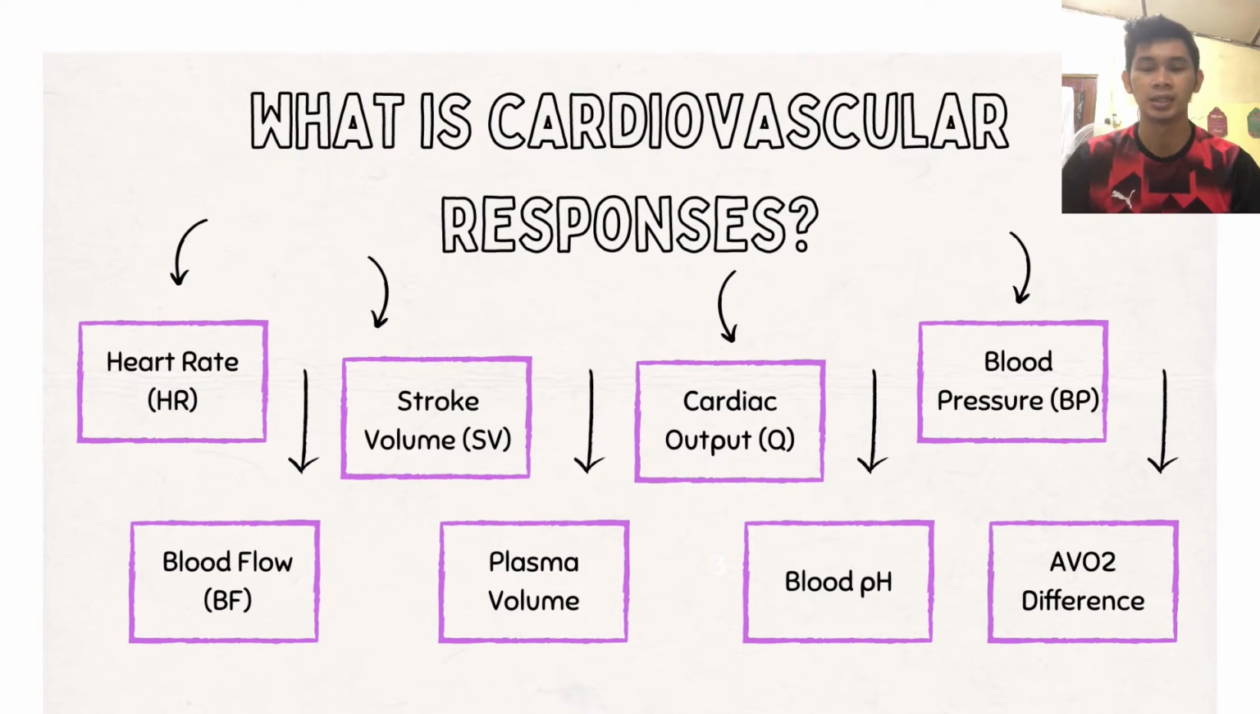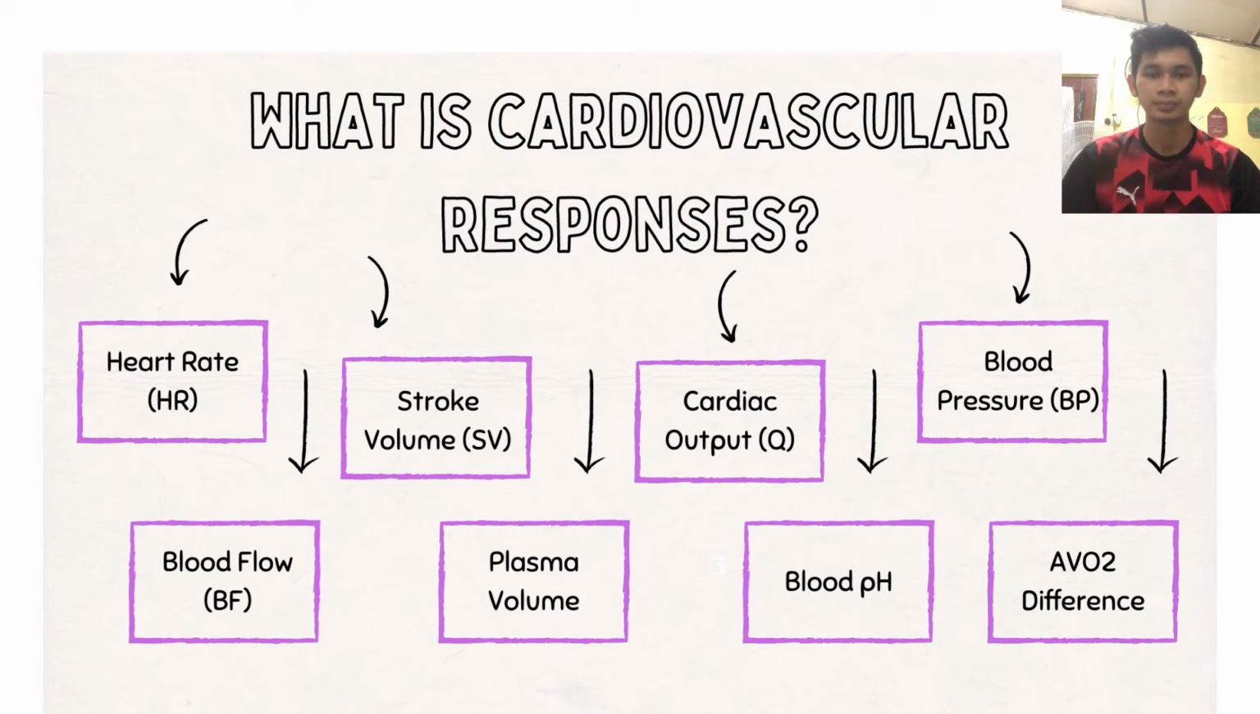Okay, next point is cardiac output. It is the amount of blood pumped from the heart every minute. Okay, how does cardiac output increase? As heart rate increases and stroke volume increases, cardiac output increases during exercise to maximum.